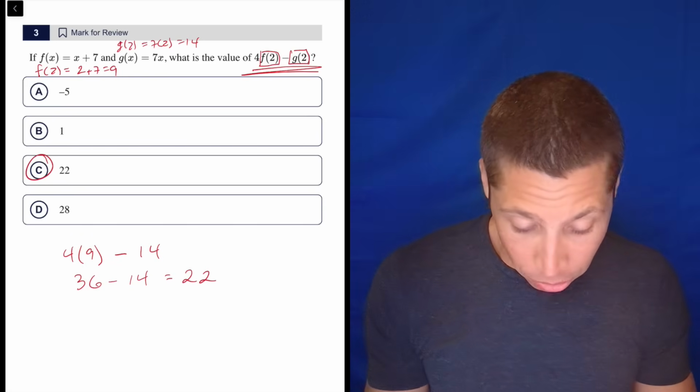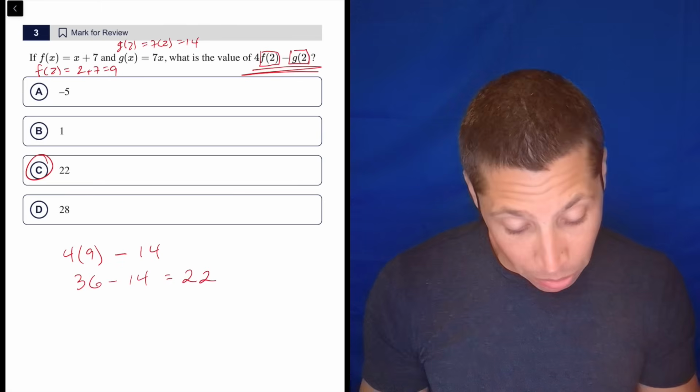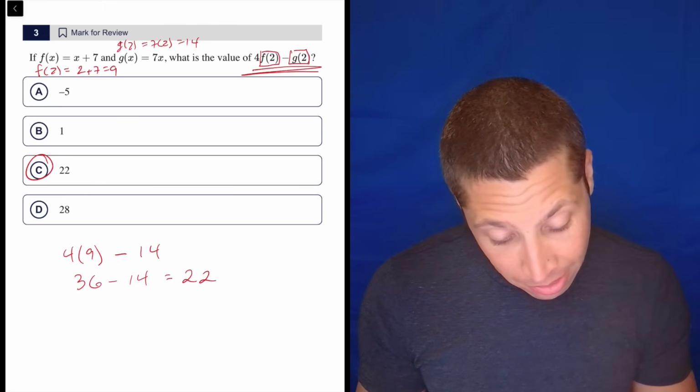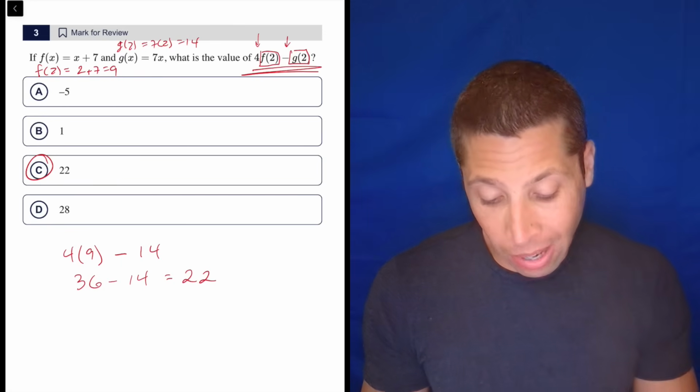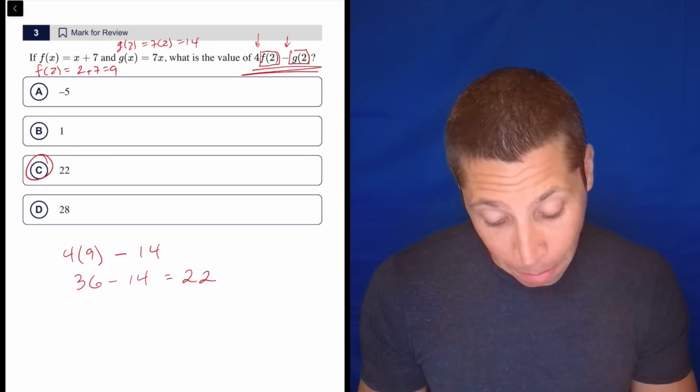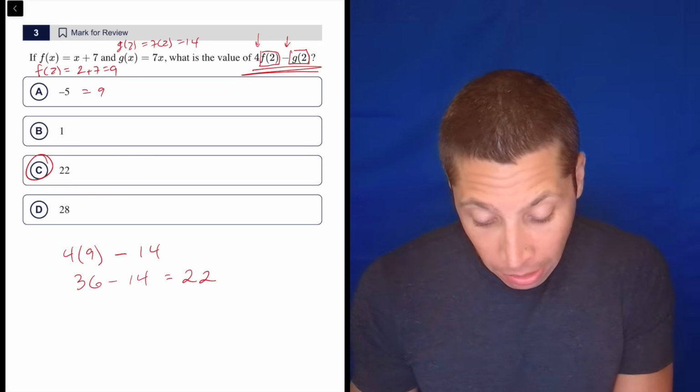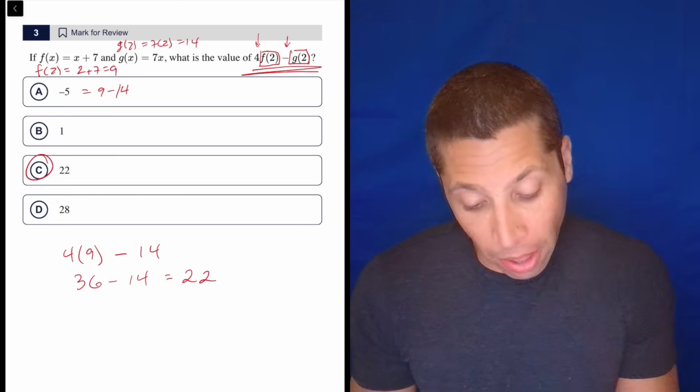Now, I'm sure these other answers are not random. I don't know where they would come from. My guess is something to do with maybe losing this negative or forgetting about the 4. I have no idea. 9 minus 4 is negative 5. Or 9 minus 14 rather is negative 5.